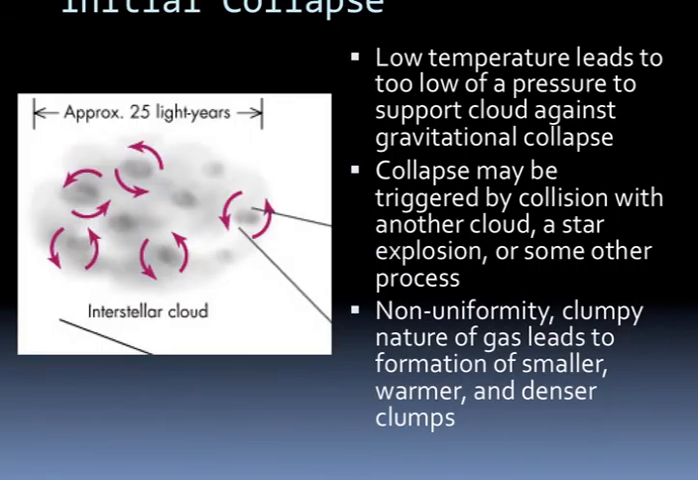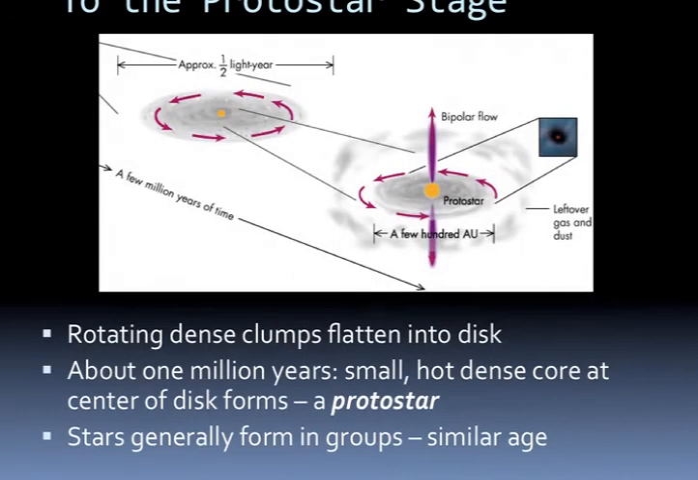So low temperature leads to too low of a pressure to support a cloud against gravitational collapse. Collapse can be triggered, again, by collision with another cloud, a star explosion, or some other process. Non-uniformity, or the clumpy nature of gases, leads to formation of smaller, warmer, and denser clumps. So rotating dense clumps flatten into a disk. After about 1 million years, a small, hot, dense core at the center of the disk forms a protostar.